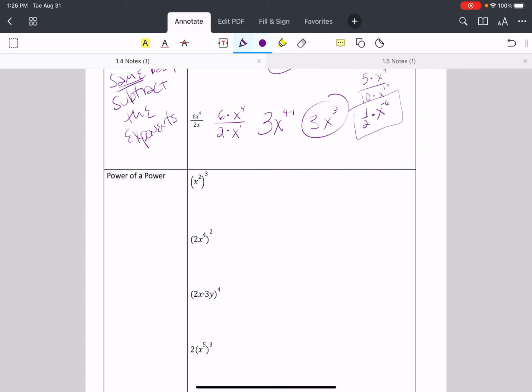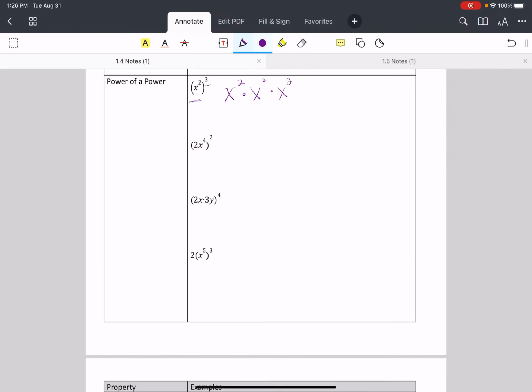So first, let's do the long way. If I have x squared times itself 3 times, does that make sense that that's what this is saying? X squared times itself 3 different times, right? I just had to make sure I was still recording.